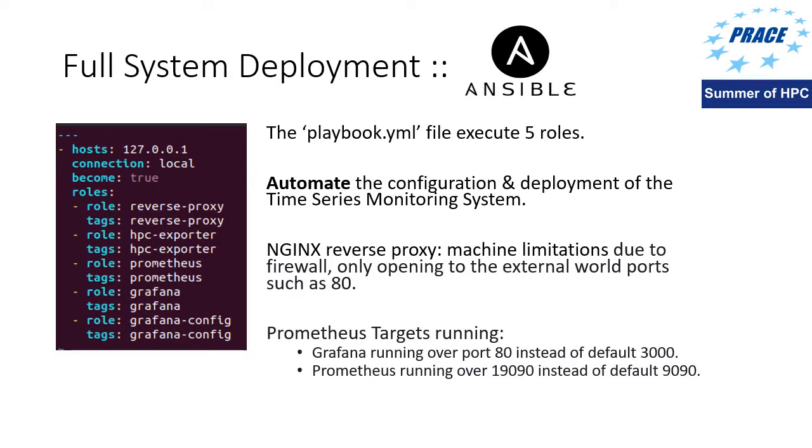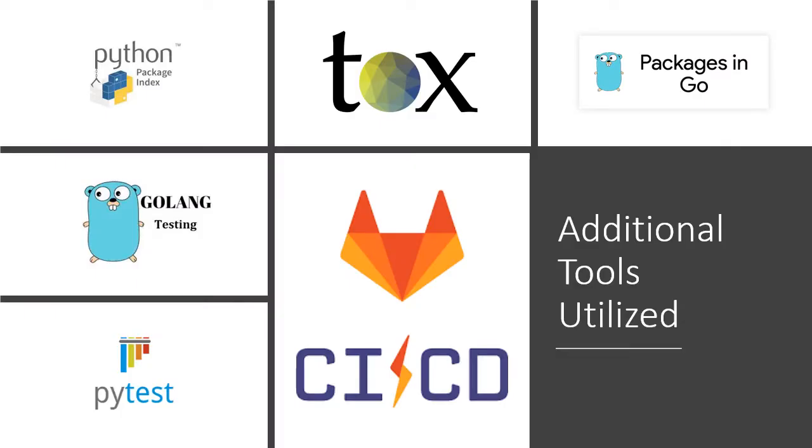Full system deployment occurs through Ansible, which automates the whole process we have just manually configured. In addition, we have the role of a reverse proxy, where Nginx is running due to machine limitations of the firewall, and we are only allowed to open external-facing ports such as 80. Therefore, our Prometheus and Grafana instances are running behind the reverse proxy. Additional tools used for the project were Python, pip packaging, and PyTest. Tox is used to automate and streamline Python packaging. Golang testing and packaging in Go was used. Also, GitLab and CI/CD was used to host the source code and deploy a CI/CD pipeline.